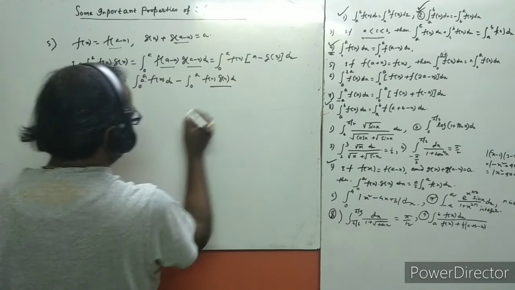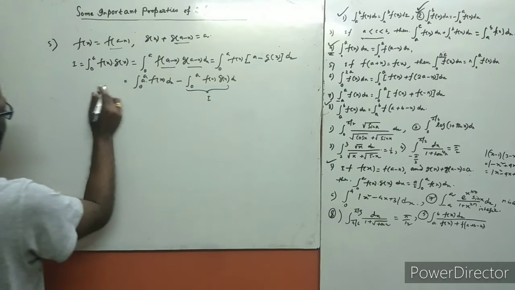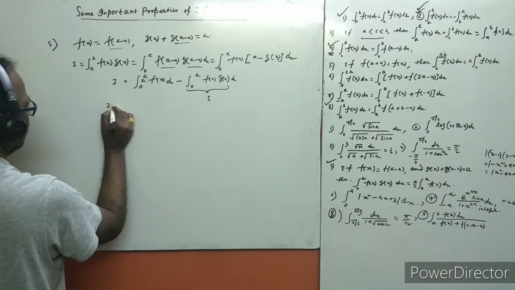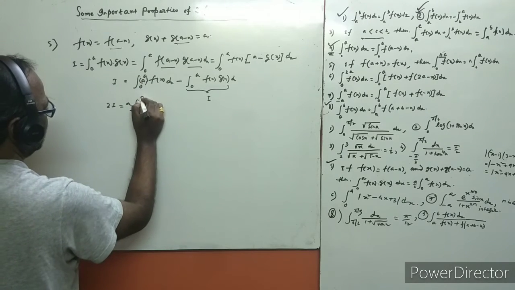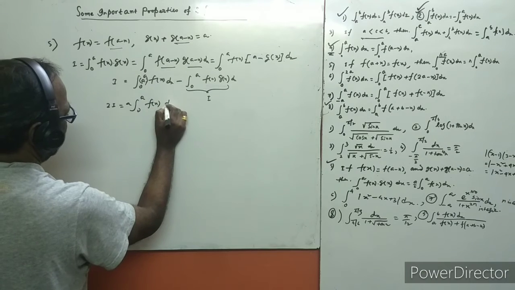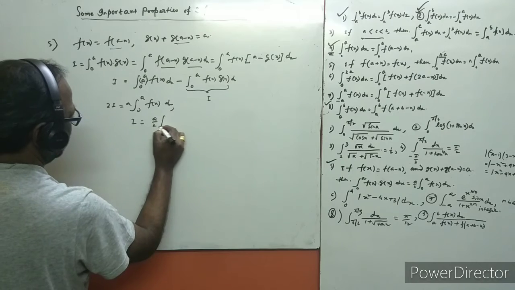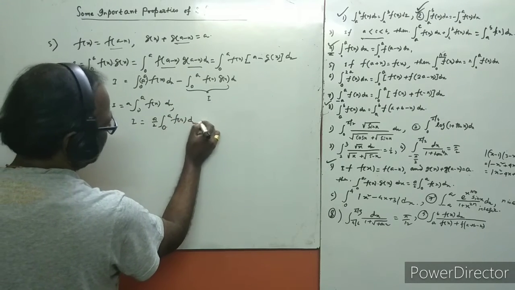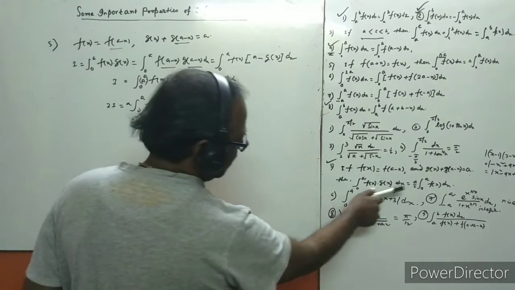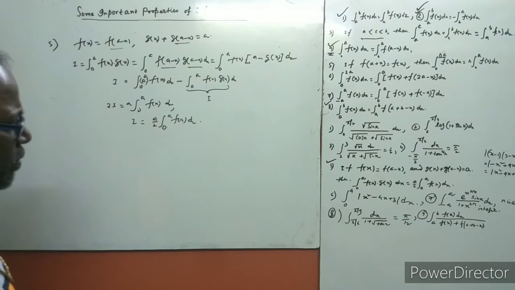Okay, and this is I, this is I here, so I plus I is 2I, this is 2I, the integral from 0 to a, and this is into a, f of x dx, so we can write here I is equal to a by 2 times the integral from 0 to a of f of x dx here. So this proves problem number 5. And now let's just discuss the next problem, that is 6.